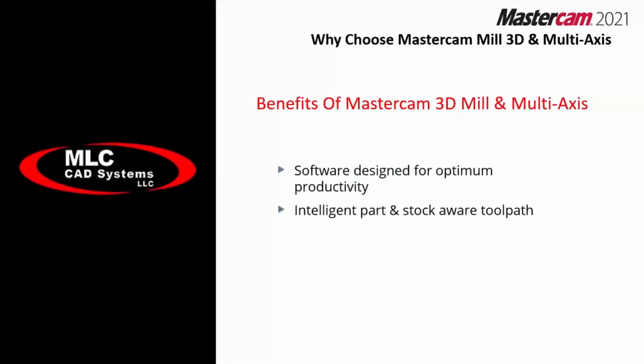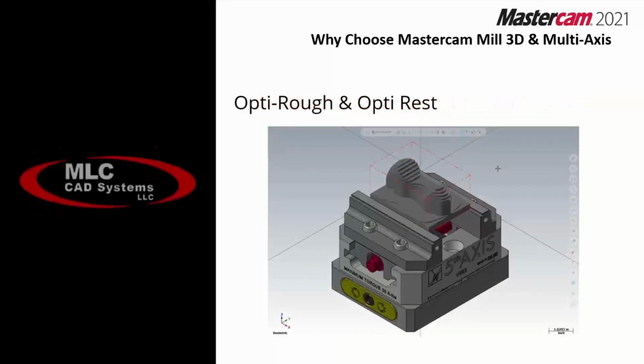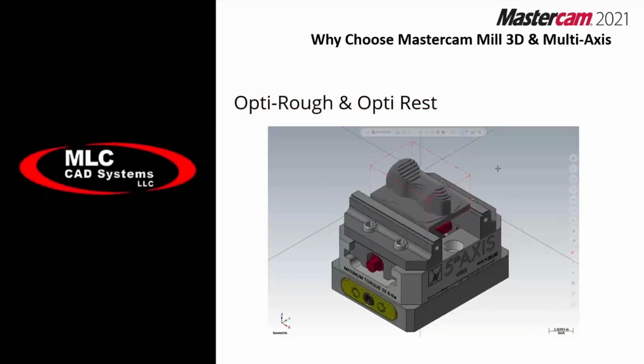So next on the agenda, we have intelligent part and stock awareness for toolpaths. And whenever I think of any kind of stock awareness, the first thing that comes to mind is OptiRough operations and OptiRest. What OptiRough does is it increases the efficiency of your tool by allowing you to take larger steps with using the intelligent dynamic motion within Mastercam.